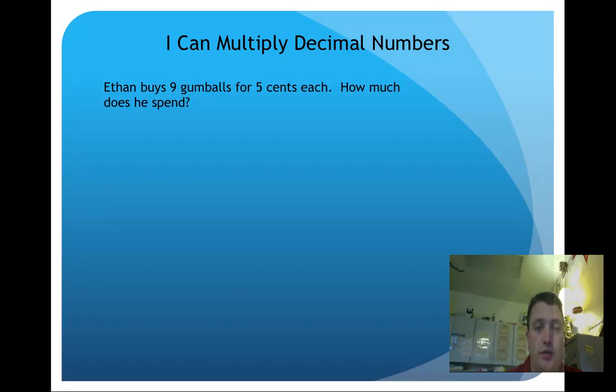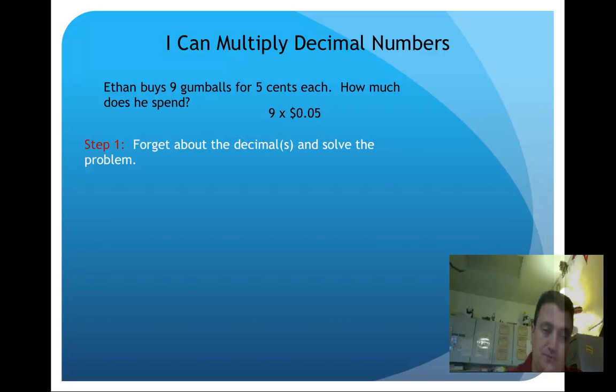So let's look at this problem here. It says Ethan buys 9 gumballs for 5 cents each. How much does he spend? Now I'm going to guess the vast majority of you can look at that and say that's 45 cents. But let's look at applying those 3 steps that we just talked about. So we've got 9 times 5 cents. You're going to forget about the decimals altogether and solve the problem. So I got 9 times 5, which is 45.